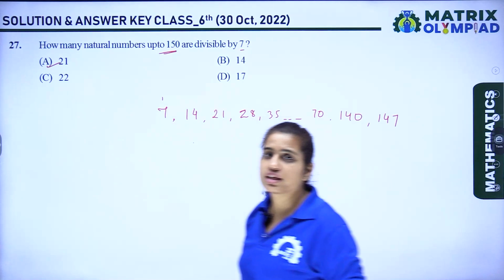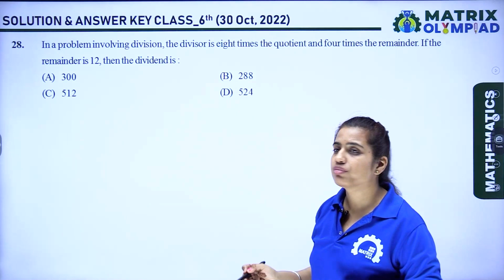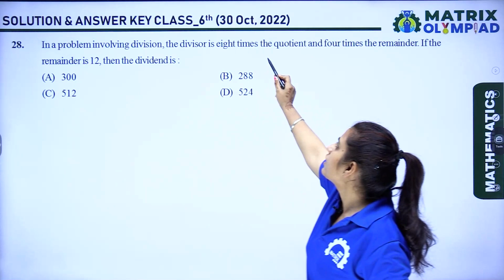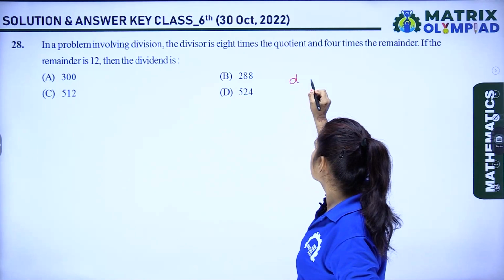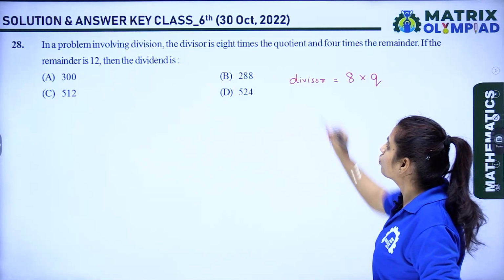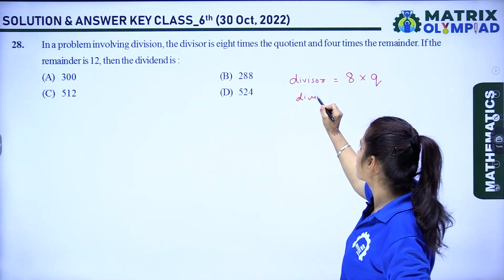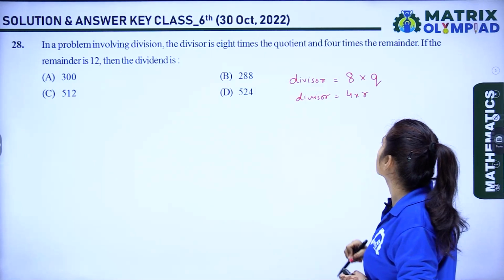The next question is, in a problem involving division. Now, here is a problem related to the division part. Division, the divisor is 8 times the quotient. We are writing quotient by Q, and 4 times the remainder. Now, the same divisor is 4 times the remainder. Remainder we are denoting by R.